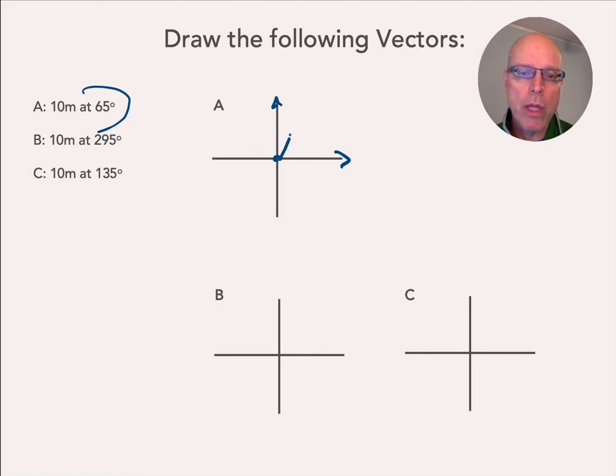So I'm going to want to draw a line that starts at the hub and scooches a little bit more towards 90 than it does towards 0. And that's going to be my 65-degree angle.